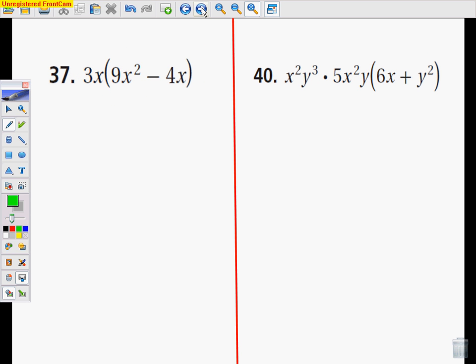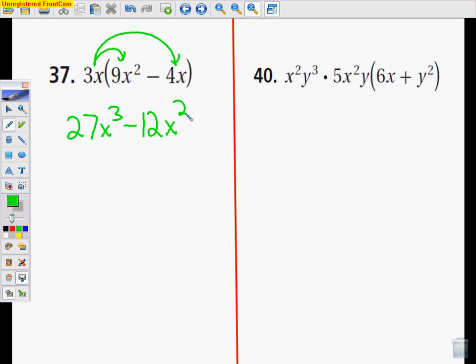Here, we're no longer multiplying just monomials. Here we have a monomial times a polynomial. Specifically, it's a binomial. So we're going to take this monomial and we're going to distribute it into the parentheses, okay? So if we distribute here, 3x times 9x squared is 27x cubed. Remember, whenever you're doing distribution, you're always multiplying into something.